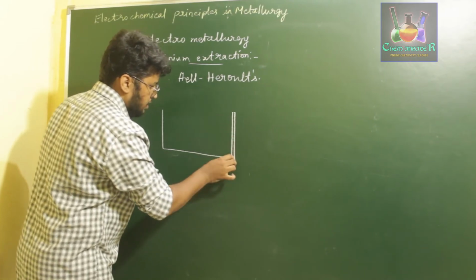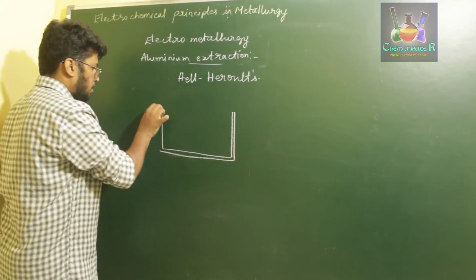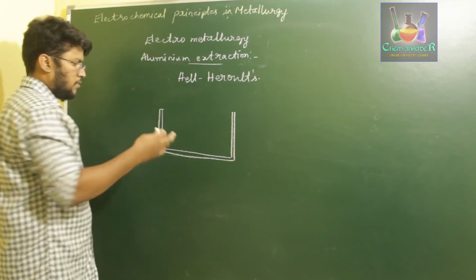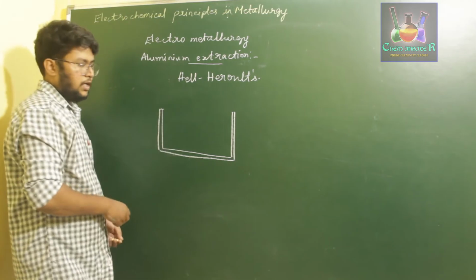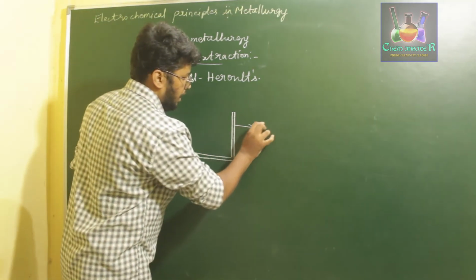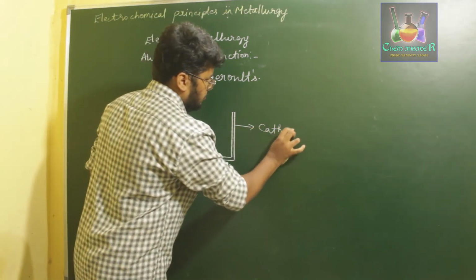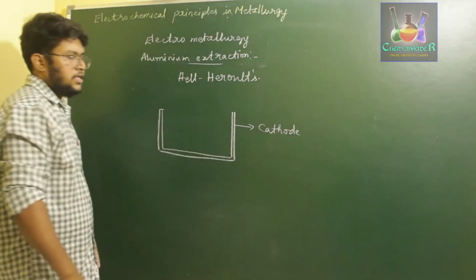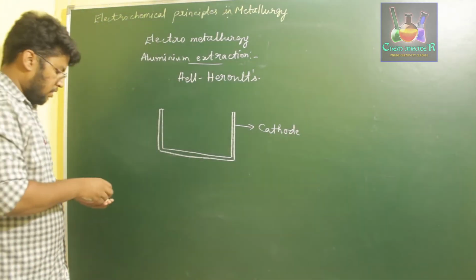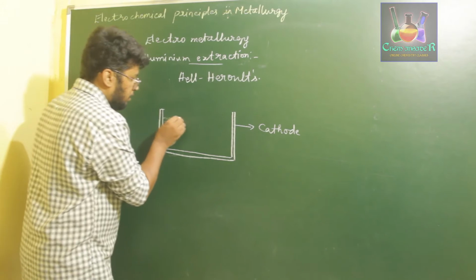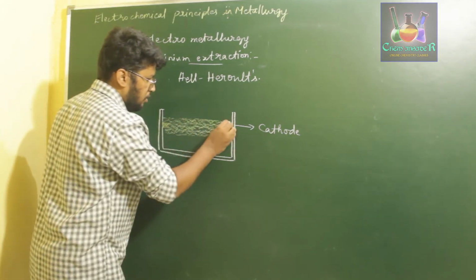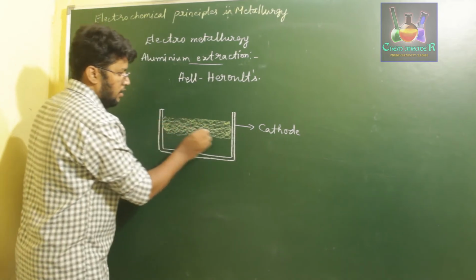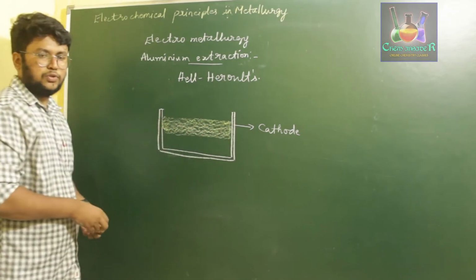Which is placed inside one more container which acts as an extraction point. So this huge graphite container is acting as a cathode. In this we are taking our molten Na3AlF6 and Al2O3 compound.